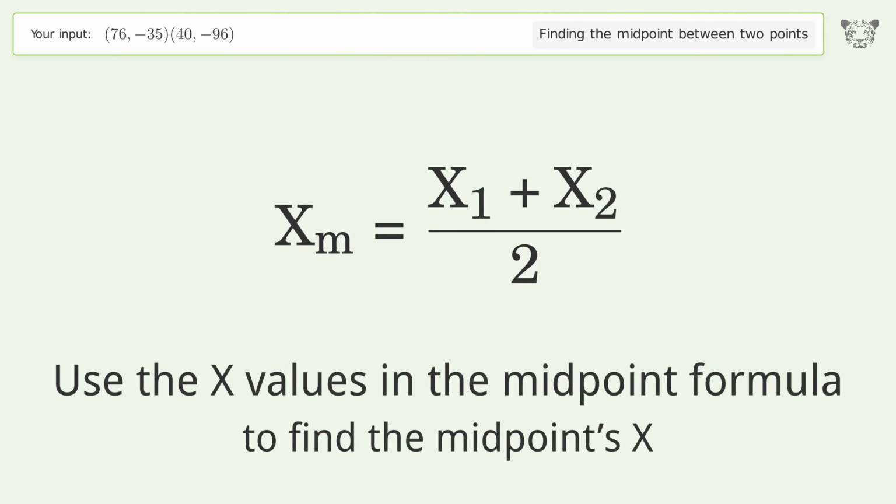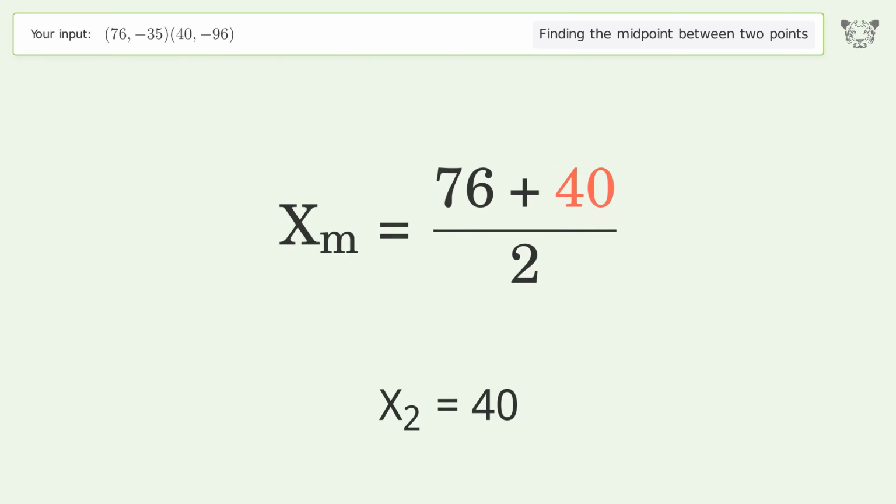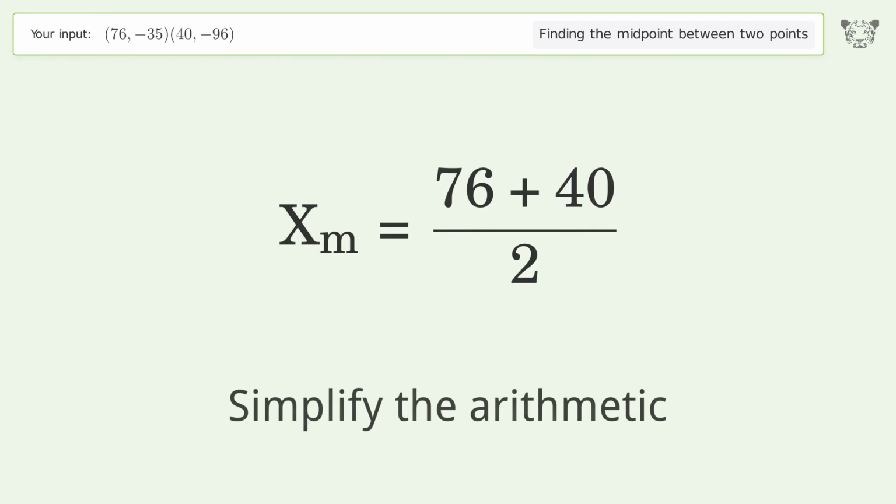Use the x values in the midpoint formula to find the midpoint's x. x1 equals 76. x2 equals 40. Simplify the arithmetic.